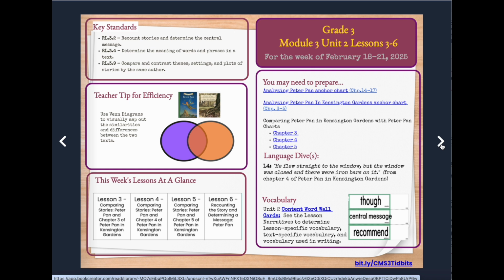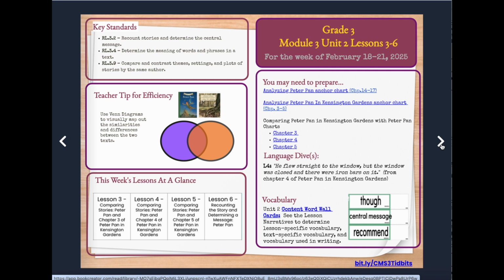This week's lessons take us through the final chapters of Peter Pan and chapters 3 to 5 of Peter Pan in Kensington Gardens. Students repeat a pattern of comparing what they've read in Peter Pan and Peter Pan in Kensington Gardens, ending the week with recounting the entire book of Peter Pan and determining the central message.